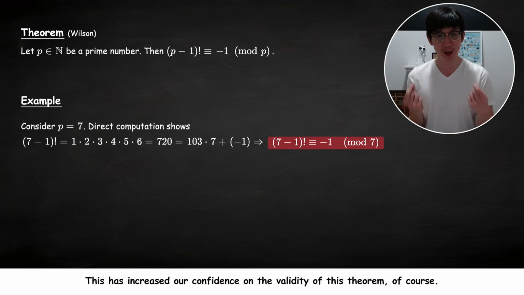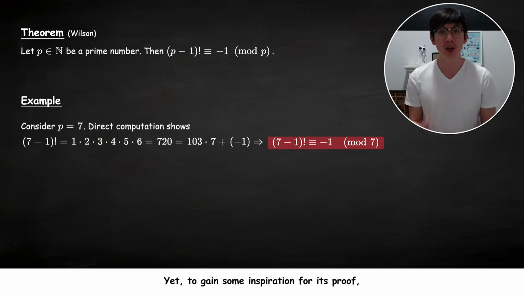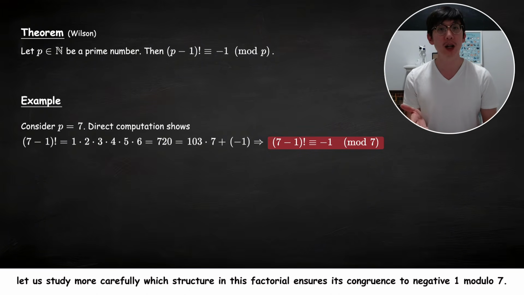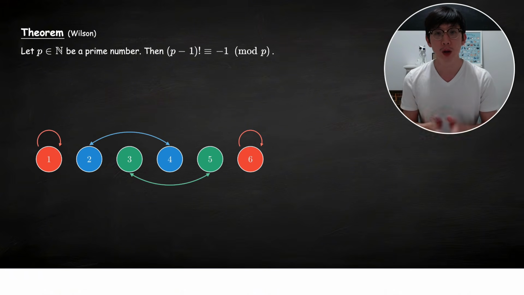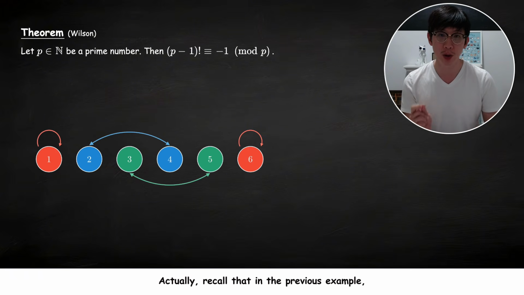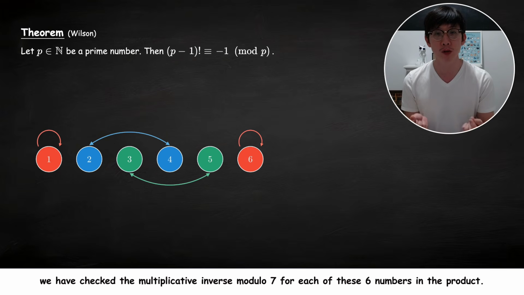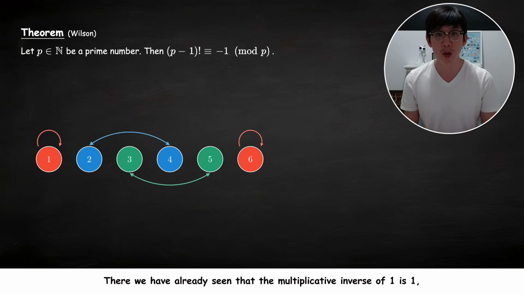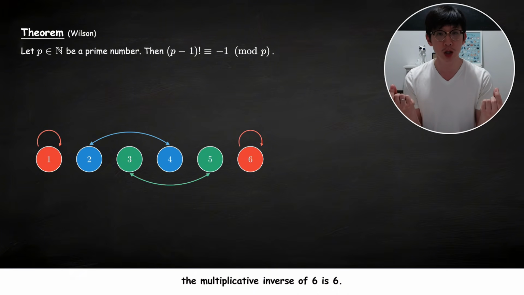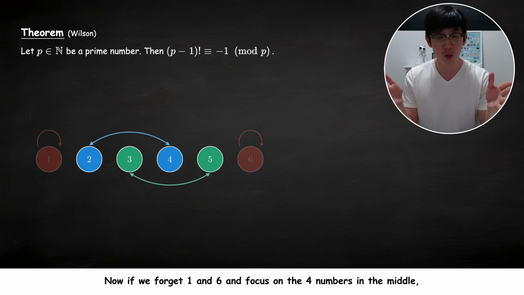Great! This has increased our confidence in the validity of this theorem, of course. Yet, to gain some inspiration for its proof, let us study more carefully which structure in this factorial ensures its congruence to -1 modulo 7. Actually, recall that in the previous example, we have checked the multiplicative inverse modulo 7 for each of these 6 numbers in the product. There we have already seen that the multiplicative inverse of 1 is 1, the multiplicative inverse of 6 is 6.